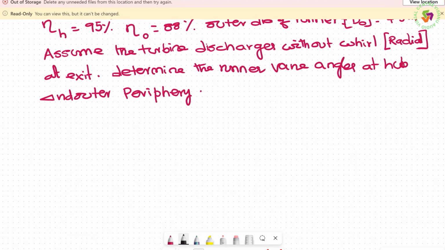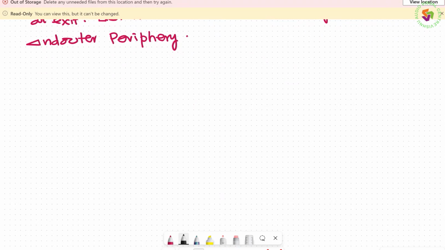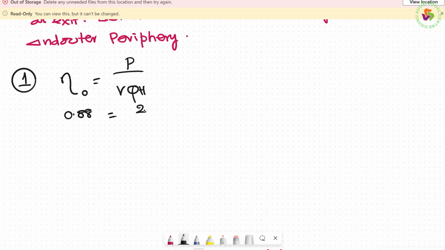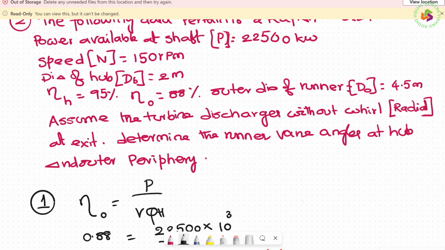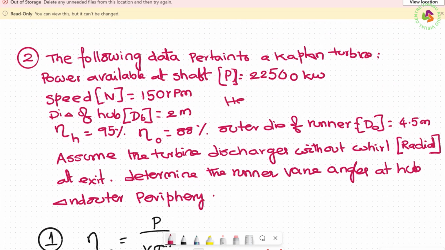So let us go into the problem. A new problem actually. So for vane angles determination, first let us see what has been given. You have seen the data also. So naturally, I will go with the first thing, Q determination. And Q determination is only possible with one equation, that is eta 0 is equal to P by gamma QH. Already he has given eta 0, the overall efficiency, 0.88, is equal to P, which is 22,500 kilowatts into 10 to the power of 3 to convert to watts, by gamma which is 9810, Q into H. He has given the head as 20 meters.